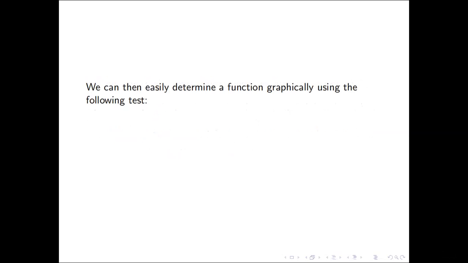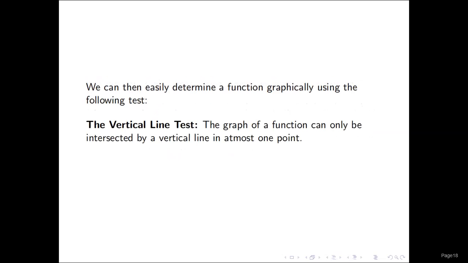However, there's an easy test. Of course, once we have defined graphically what a function is or what the graph of a function is, we can use the vertical line test to determine if the function or the set of ordered pairs is a function. So what's the vertical line test?